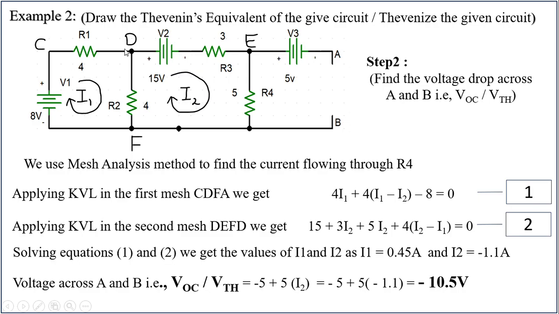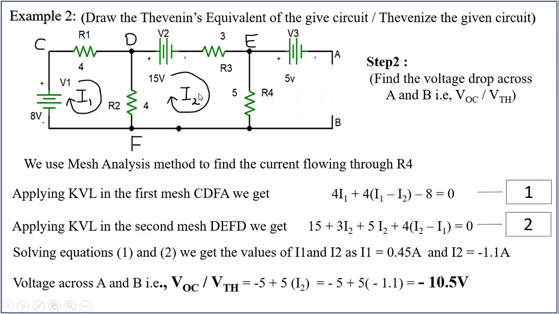C, D, F, C is the first one. D, E, F, D is the second one. So let us apply the mesh analysis method to find the current flowing through this 5 ohm resistor. My interest is to find only the current flowing through this 5 ohm resistor. I am not interested in the value of I1.